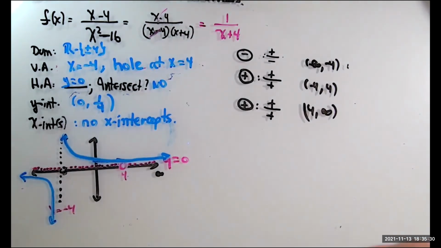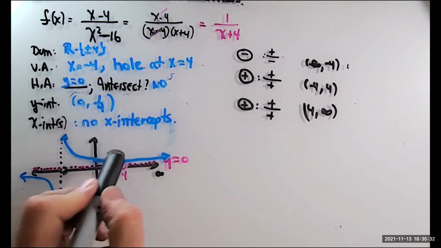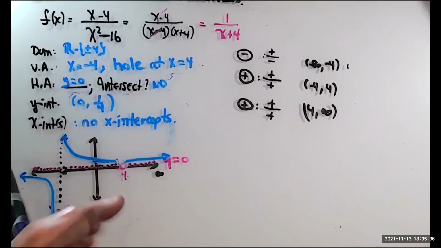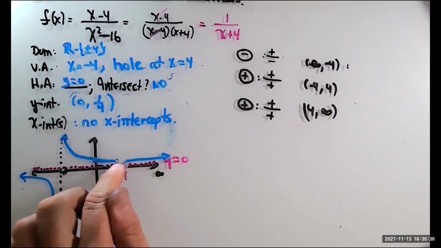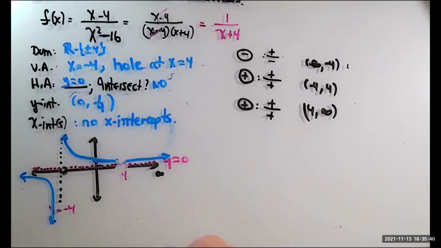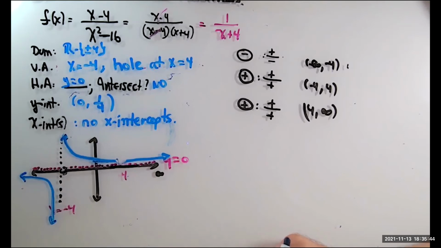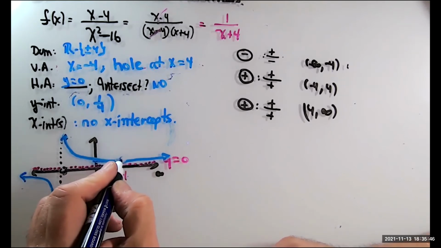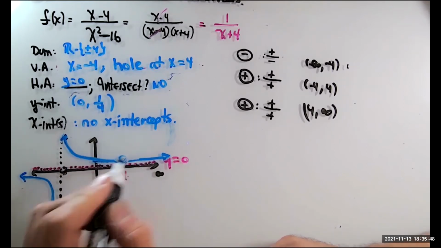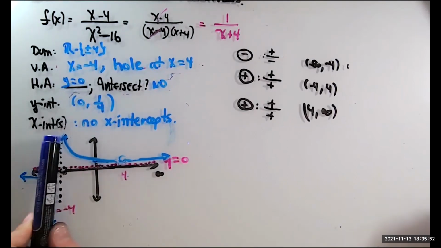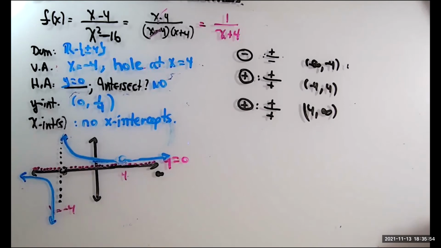Now there is a discontinuity at x equals 4. The function is not defined when x equals 4. So you will see a hole here when x equals 4. And that would be it. So we traded the vertical asymptote for a hole at x equals 4. That is my graph.